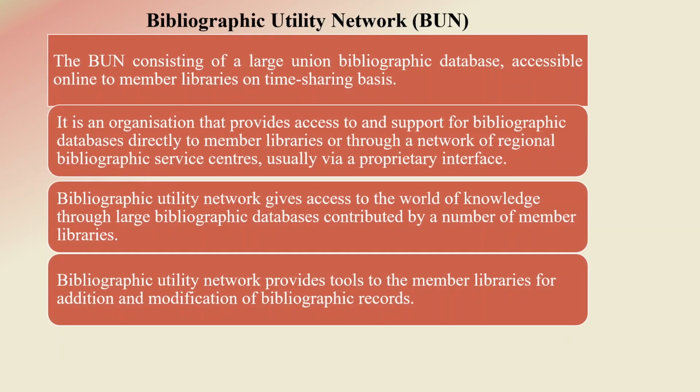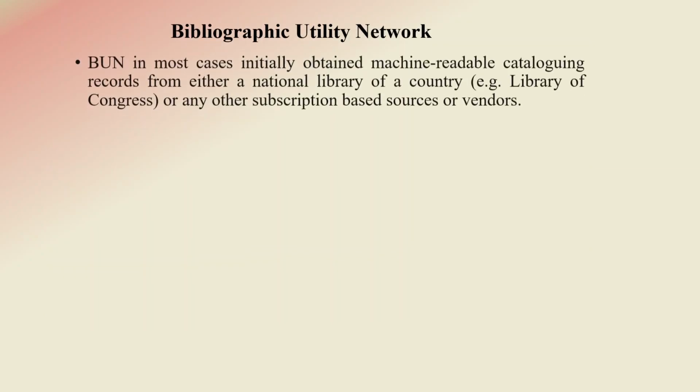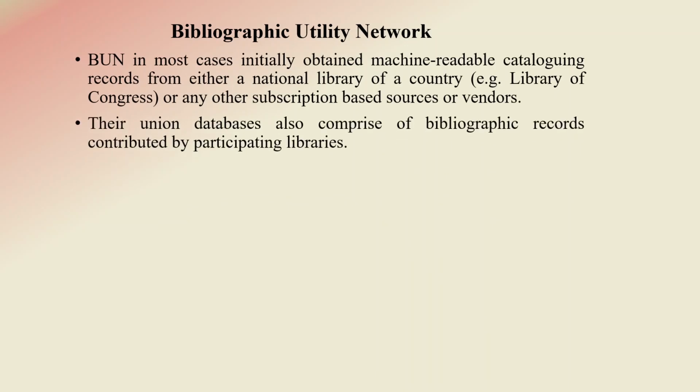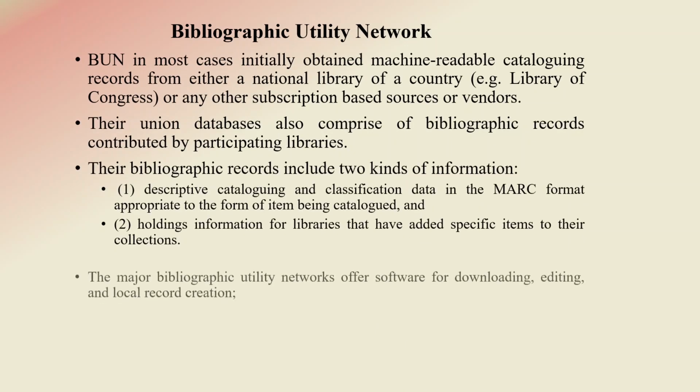So bibliographical utility networks also work as a network consisting of a large number of union catalog library databases, accessible online by member libraries. An organized bibliographical utility network gives access to the world of knowledge through the large bibliographical databases contributed by the member libraries. A bibliographical network provides tools to the member libraries for addition and modification of the bibliographical records. So the BUN utility records are, in most cases, initially obtained from machine readable cataloging services.